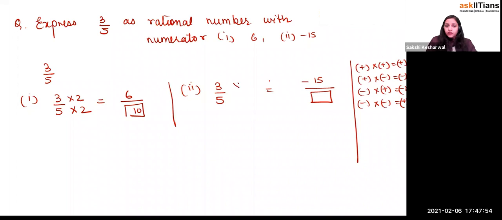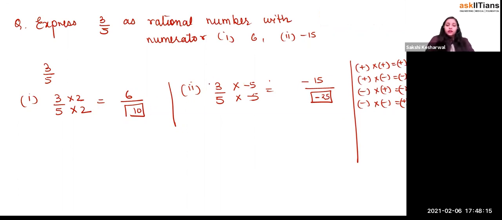The numerator has a negative sign and the denominator a positive sign, so you will be multiplying with a negative number. So this will be -5 into -5, right? Positive into negative is negative. 3 into 5 is 15, 5 into 5 will be 25.